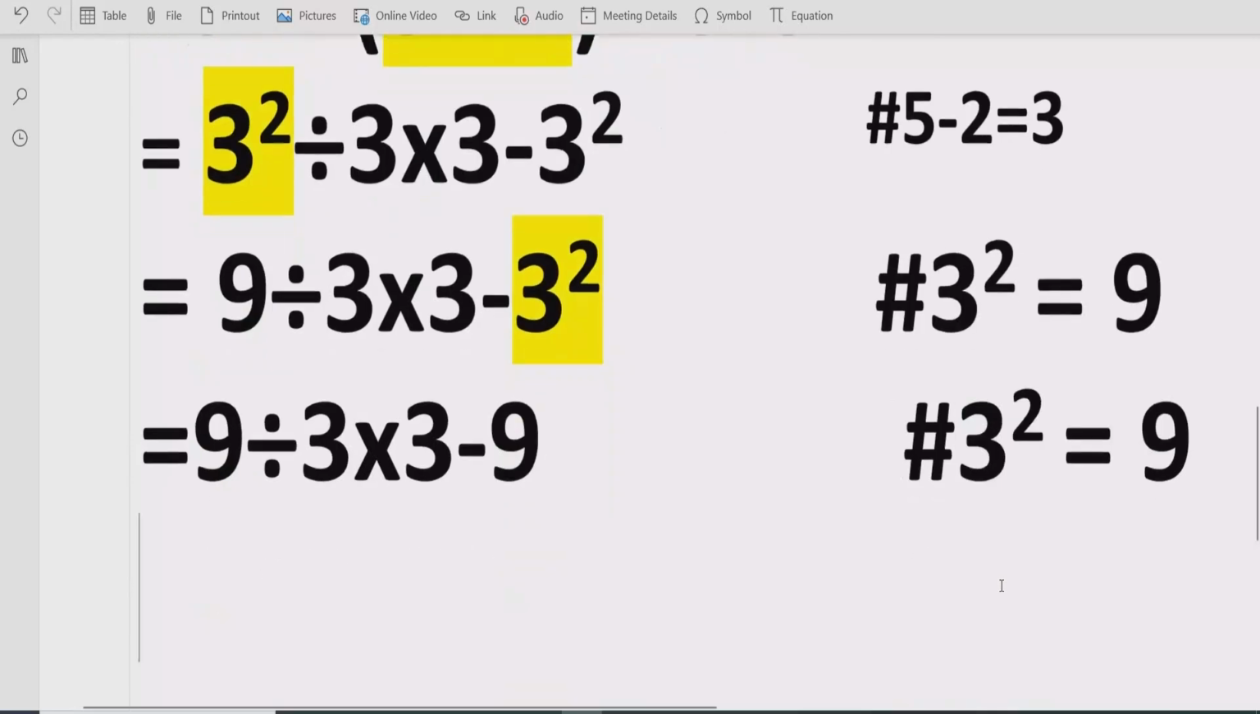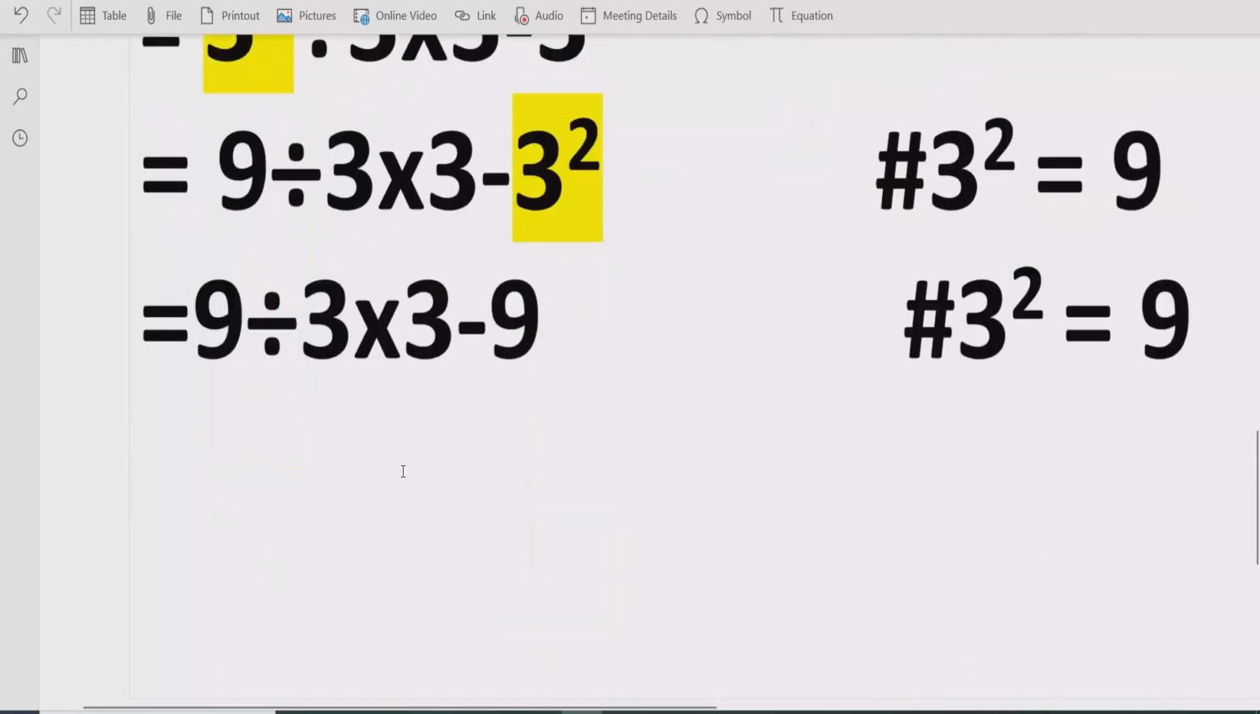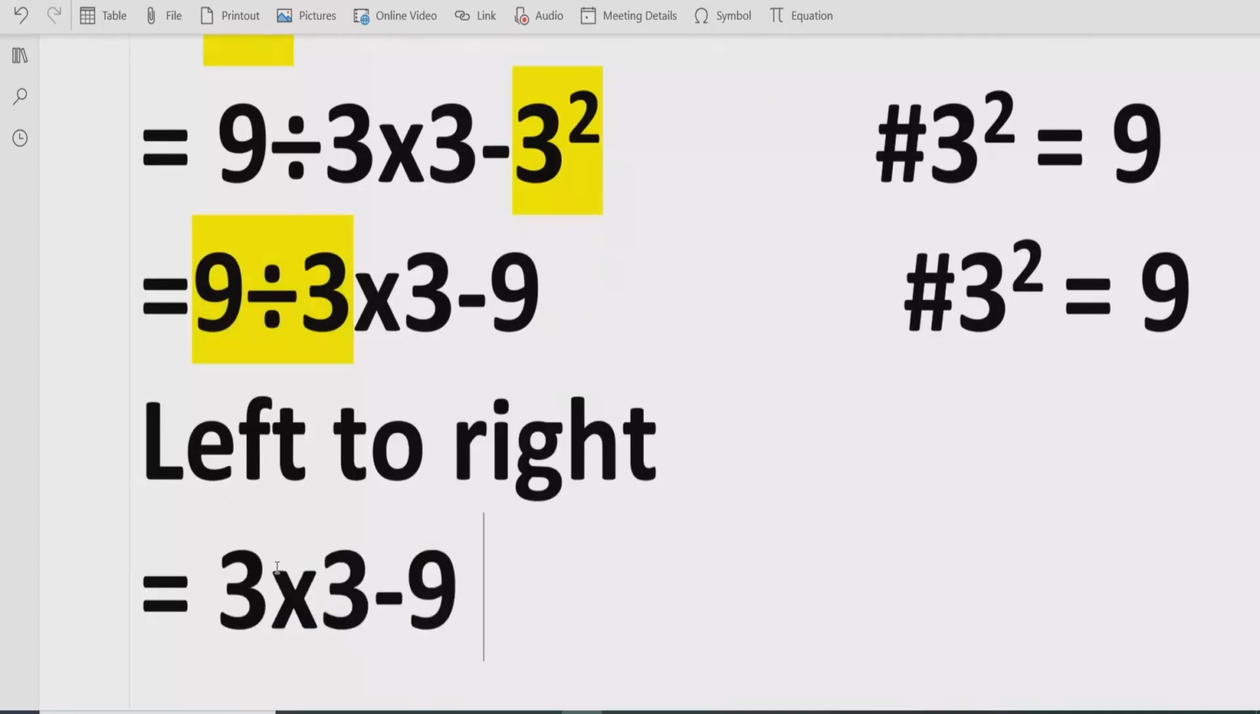Now we have solved two steps and now we have to go for division and multiplication, or you can say multiplication and division. So what we have to do now is go left to right in this expression and find out which is coming first. So now we have 9 divided by 3. We will divide these two terms and get the answer 3. Multiply by 3 minus 9. And here we give the reference: 9 divided by 3 equals 3.